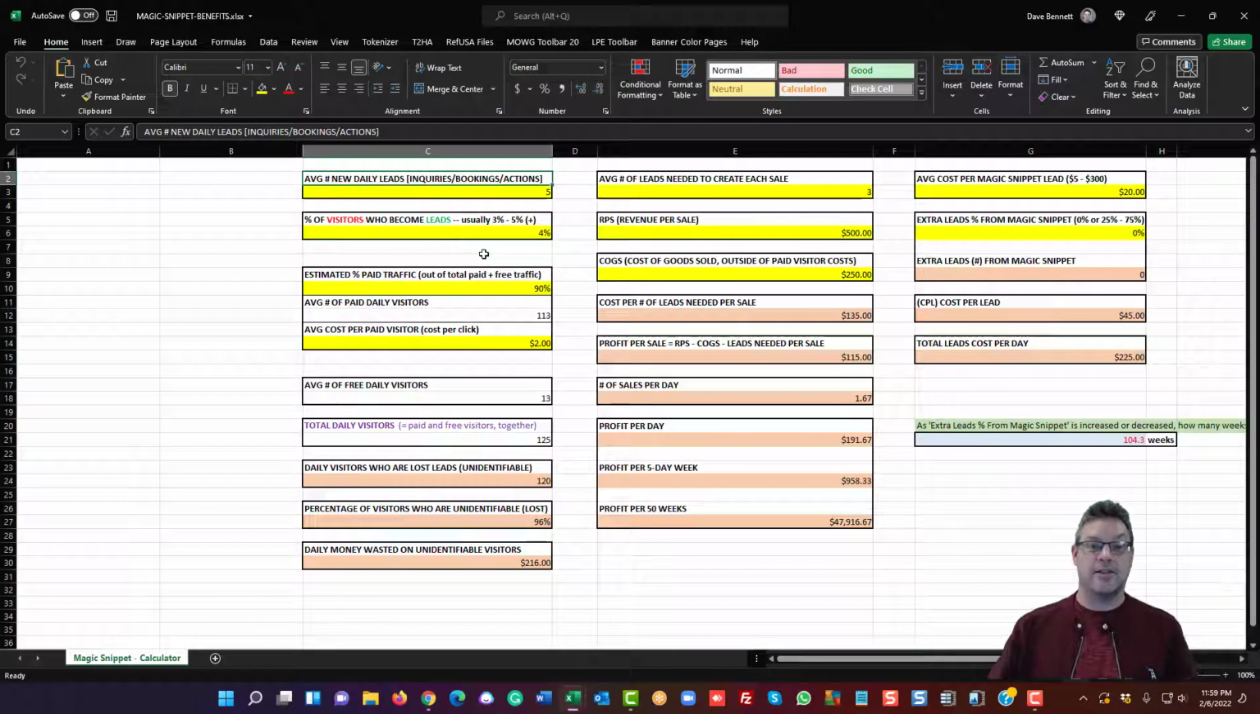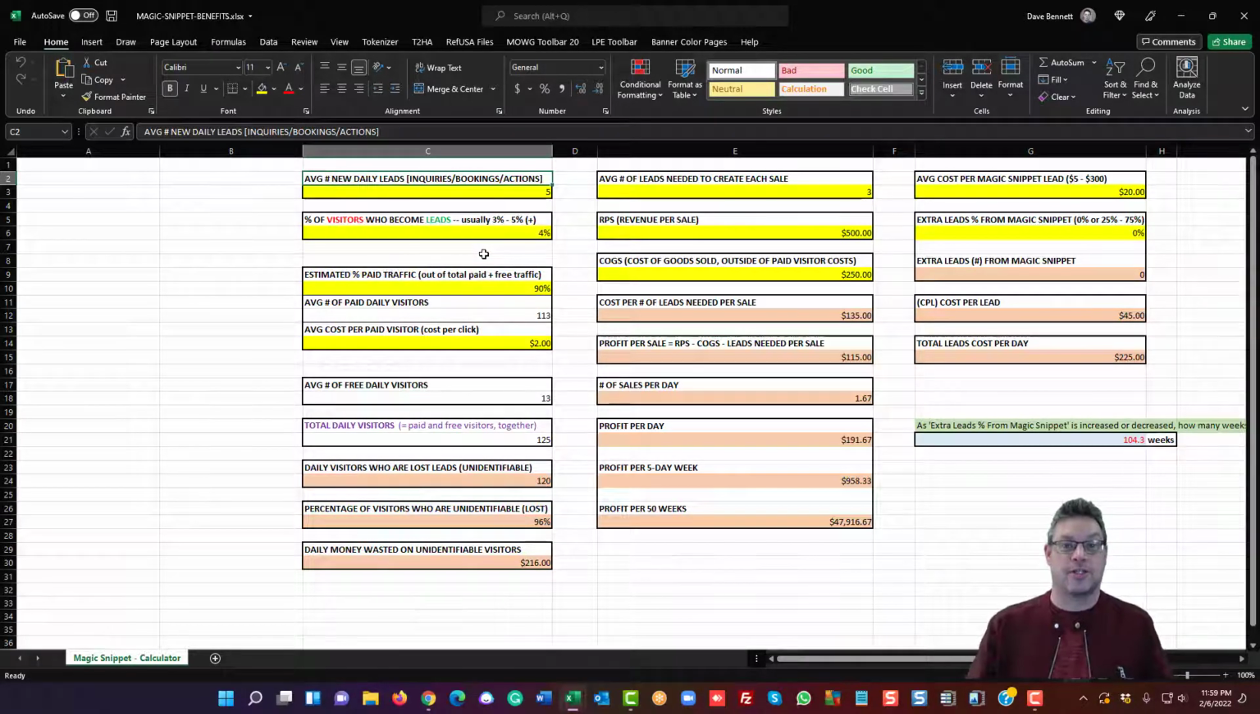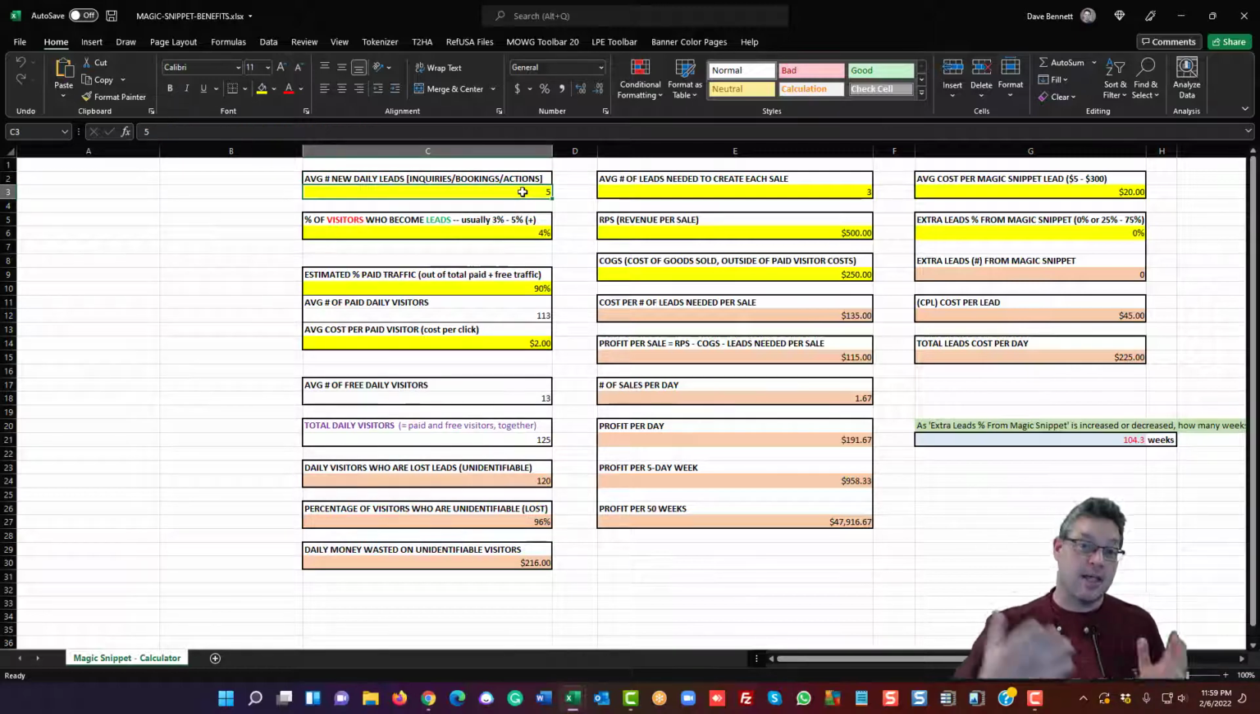Average number of new daily leads, okay? It's not the people who come to your website purely. You might get 100 people come to your webpage, but how many of them actually are signing up? They're taking some conversion action, some desired action of yours, right? They fill out the form, or they give you a call, or they inquire, they book an appointment, something. Sign up to your newsletter. Let's say you get an average of 5.